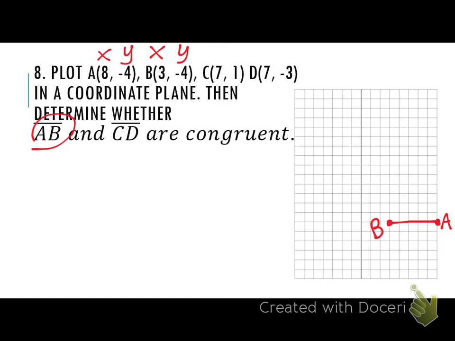All right, and then C, the X is 7. So I'll go to the left, or sorry, to the right. 1, 2, 3, 4, 5, 6, 7. And then I'll go up 1. And then D, gonna go 7 and then negative 3. 2, 3. And then connect the dots because it's a segment.